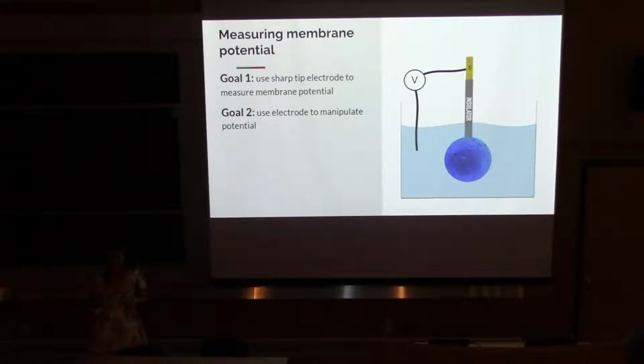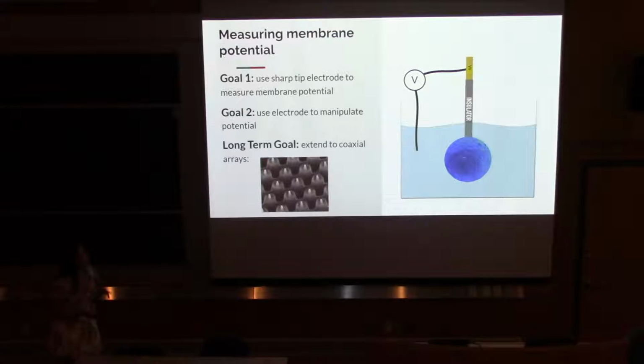Now, some advantages of using a sharp tip electrode compared to the current method of measuring membrane potential, which is the patch clamp device, is that our method is actually much less intrusive and cells can actually survive longer with it. As for long-term goals, we would want to extend this to coaxial arrays, meaning instead of just using a single tip on one cell, we could use this array to interact with many cells. So potentially, we could differentiate stem cells into a whole multitude of, let's say, kidney cells, all at once.